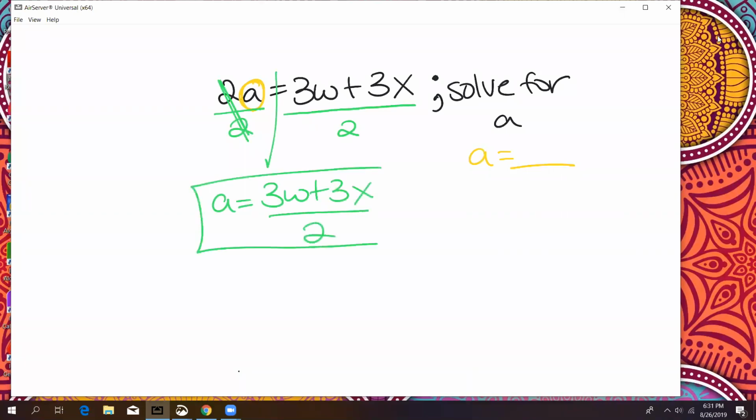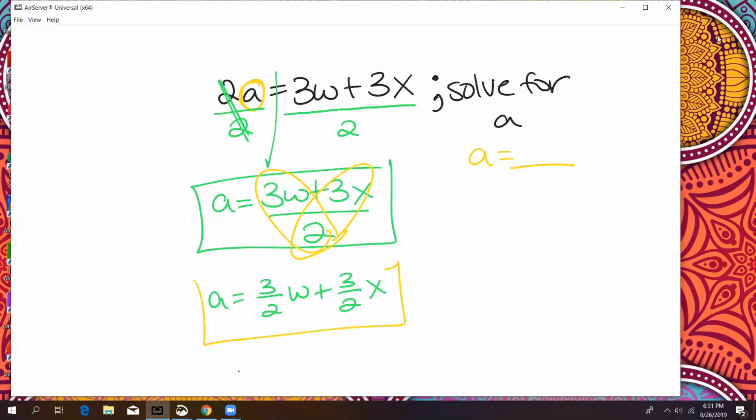Now, there's nothing wrong with that answer, but remember, you have to be able to notice different things, like it could be written different ways that mean the same thing. So this could be A equals 3/2 W plus 3/2 X, because both terms here are divided by 2. So make sure you understand that both of these mean the same thing, okay?